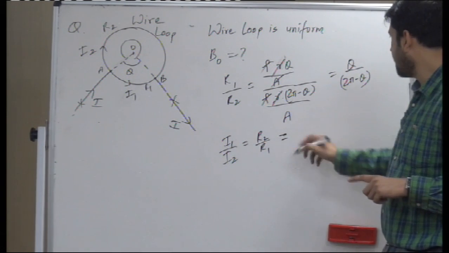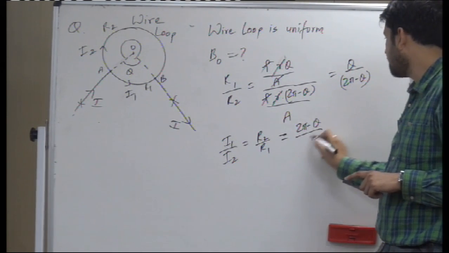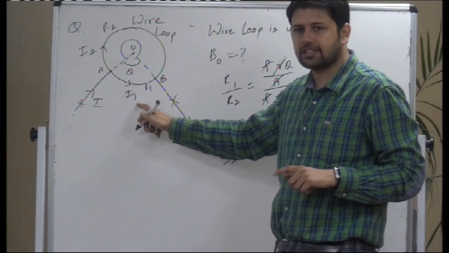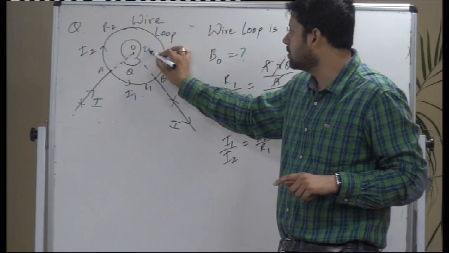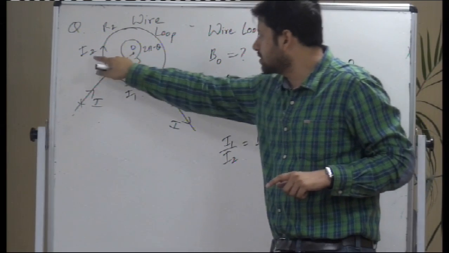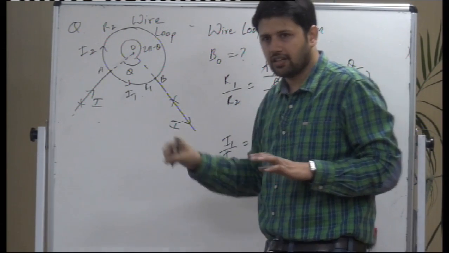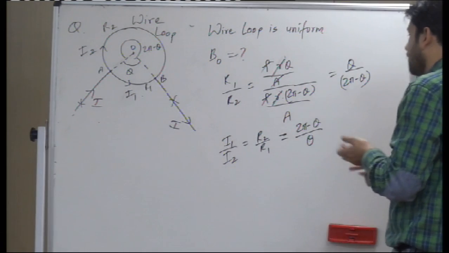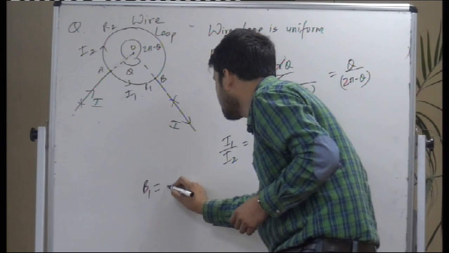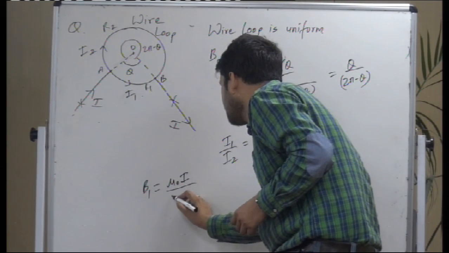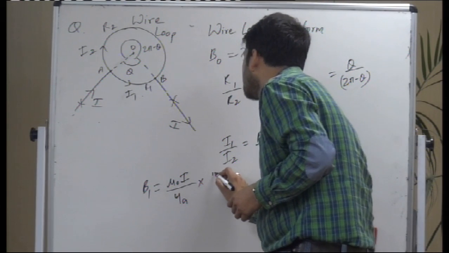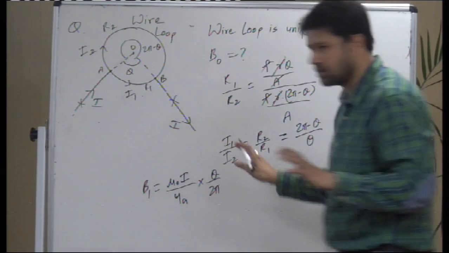So this would be R2 by R1, which is 2 pi minus theta upon theta. I1 is the current proportional to the bigger angle. I2 is the current proportional to the smaller angle, right? So we already know the ratio of currents. Now the magnetic field B1 is how much? For this portion it is mu naught I upon 4a into theta by 2 pi, right?